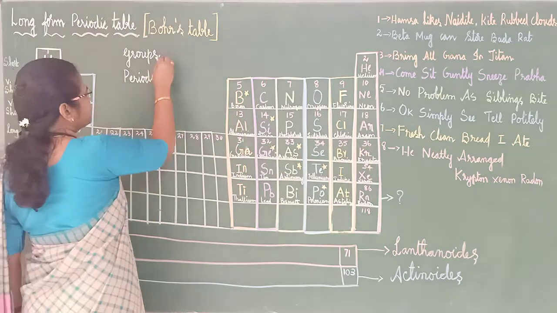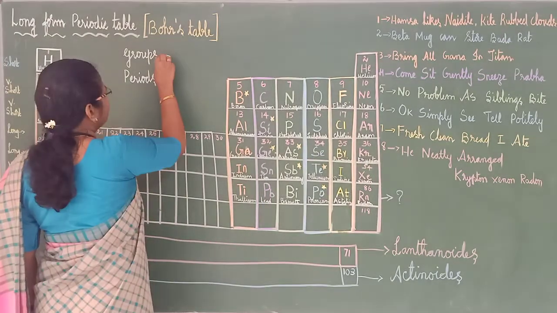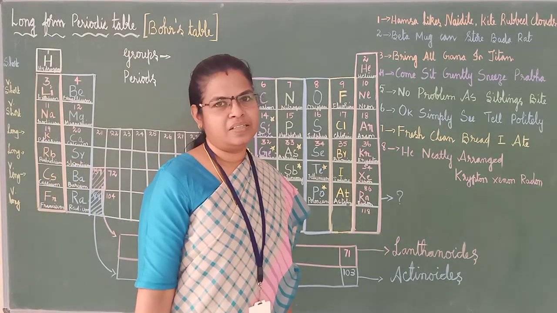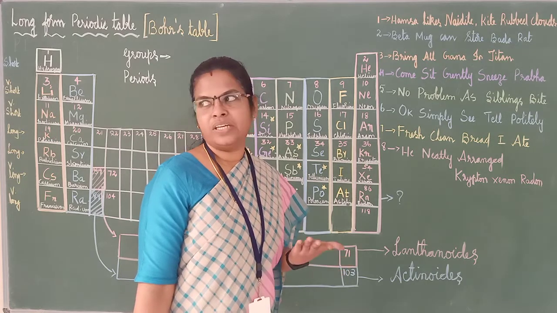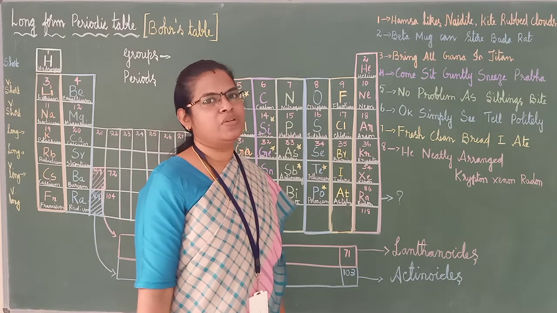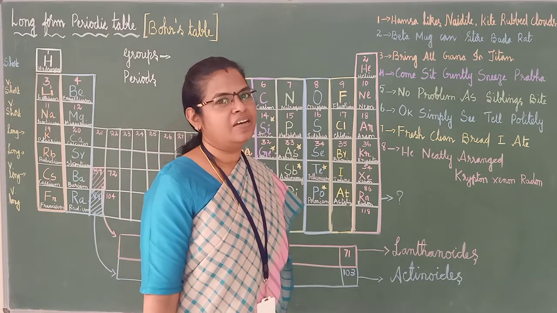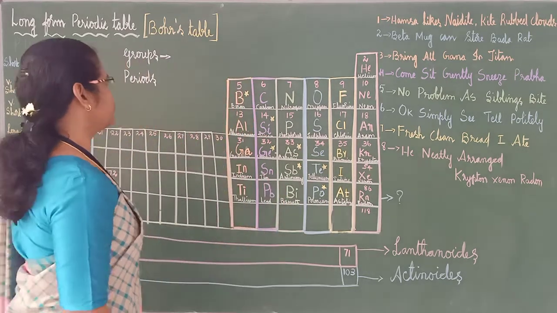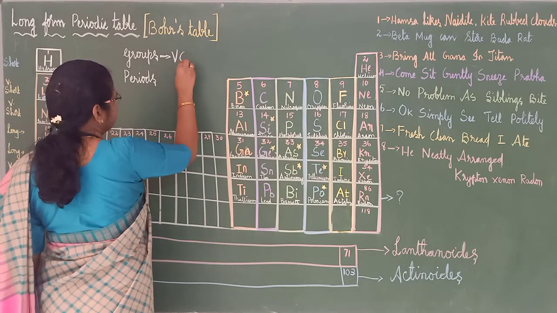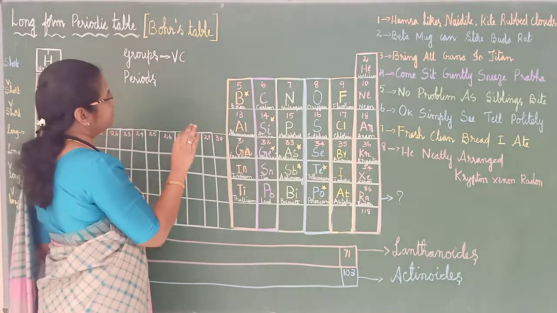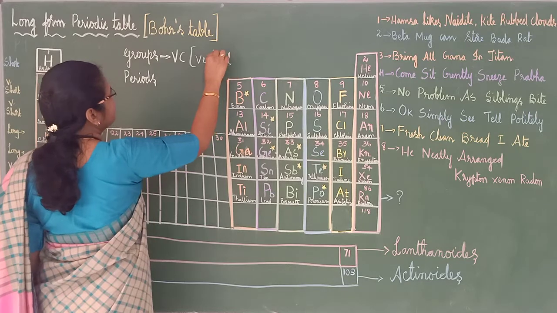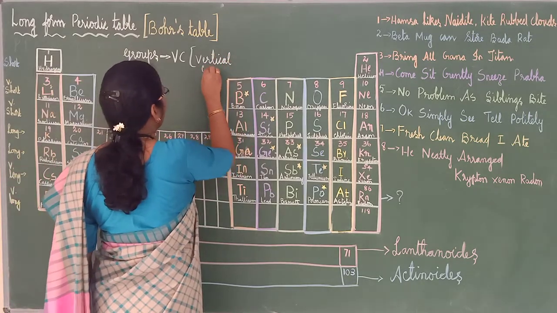For groups we can write VC. What do you mean by VC? Vice Chancellor. We should be grateful and proud that we have a university here, Mysore University. And who is the head of that? Vice Chancellor. So VC, we will keep this in mind. You can give the name as vertical columns.